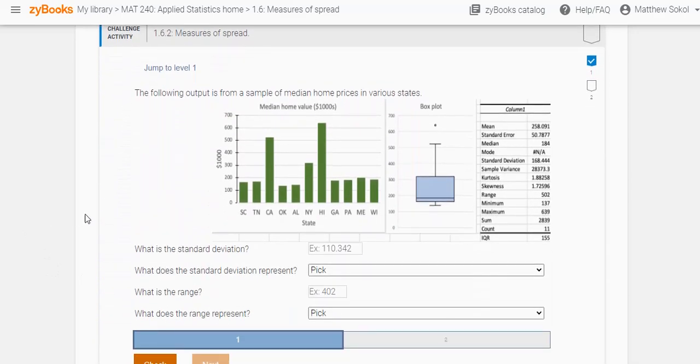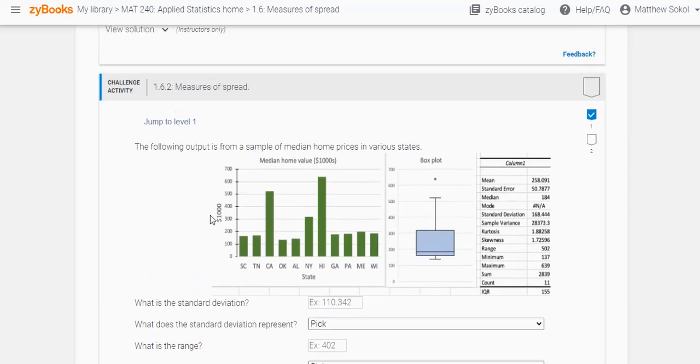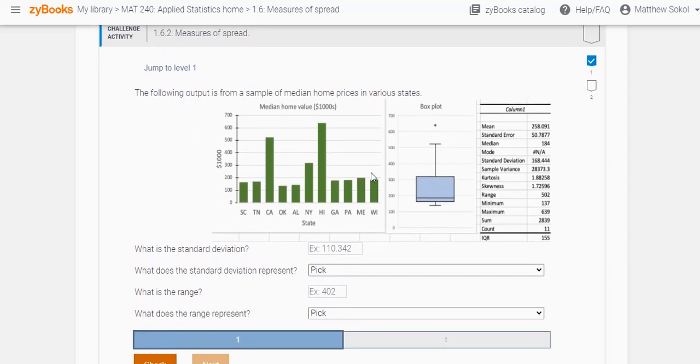All right, let's try this one. This one is saying the following output is from a sample of median home prices in various states. So what they give you is a bar chart, a box plot, and a column of the descriptive statistics. So it just says, what is the standard deviation? Well, you can see it's right here. It's 168.444.